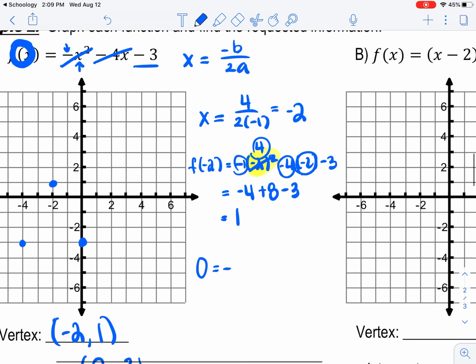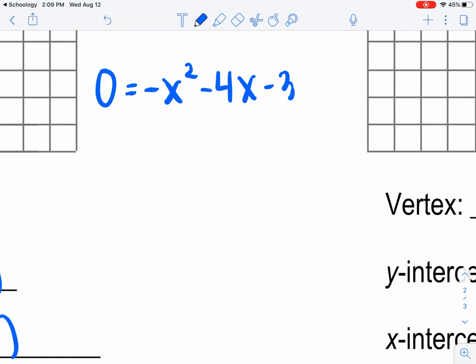0 equals negative x squared minus 4x minus 3. Okay, so this is a quadratic. Can I solve by square rooting? No. There's an x squared and an x. So now I'm going to ask myself, is it factorable? So first thing I'm going to look for is something they all have in common, a GCF. Well, I see that this starts with a negative and they all have a negative in common, so I'm going to start by factoring that out because I don't like it.